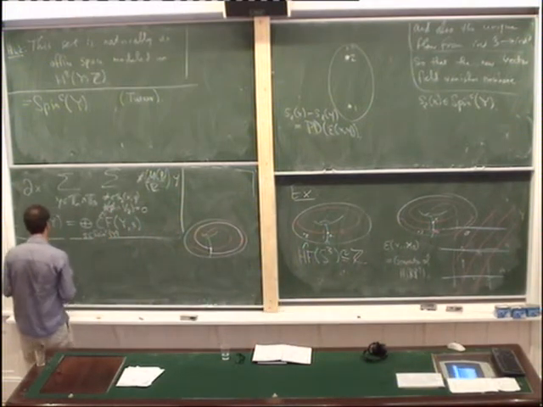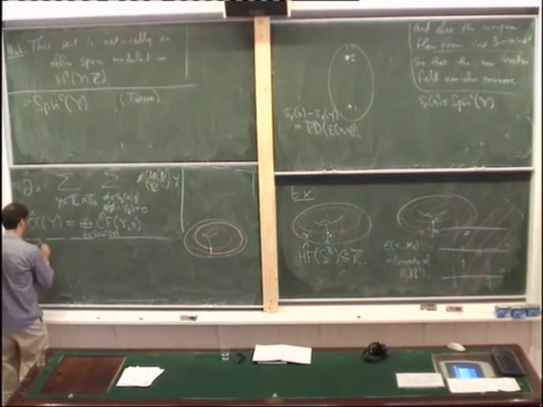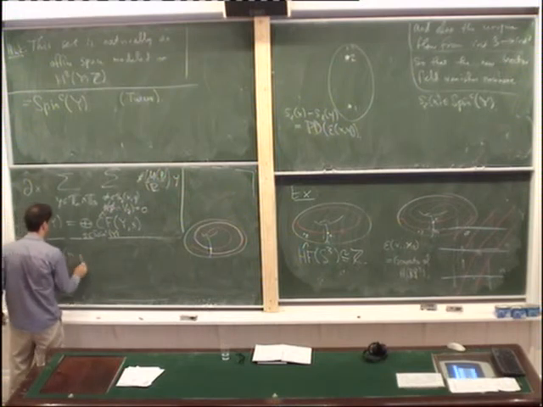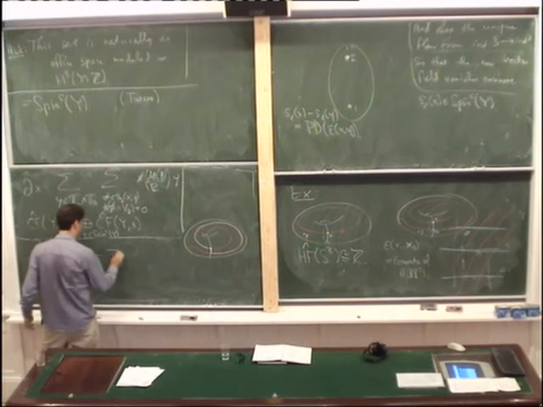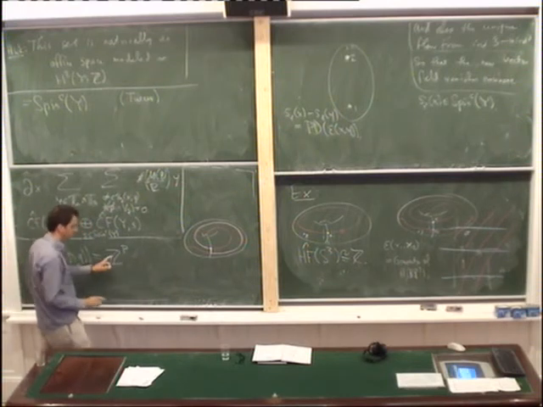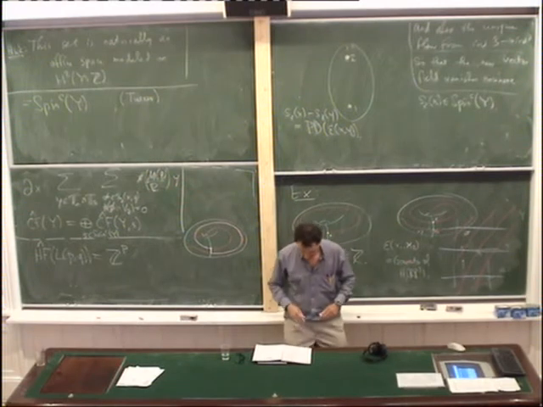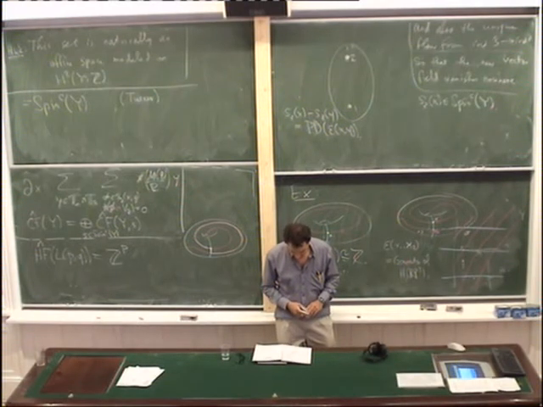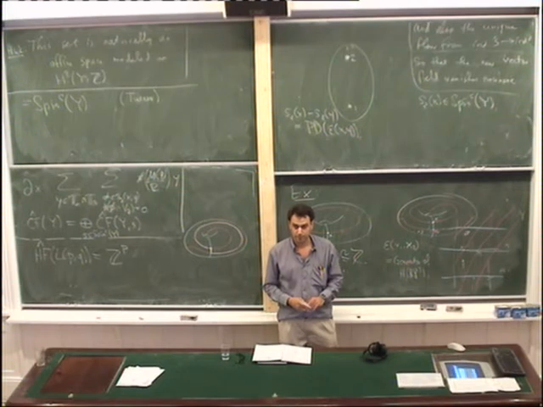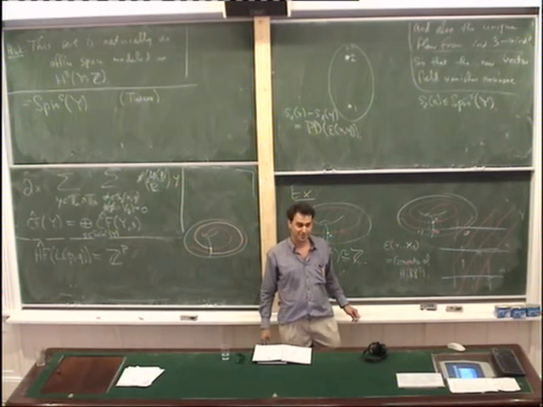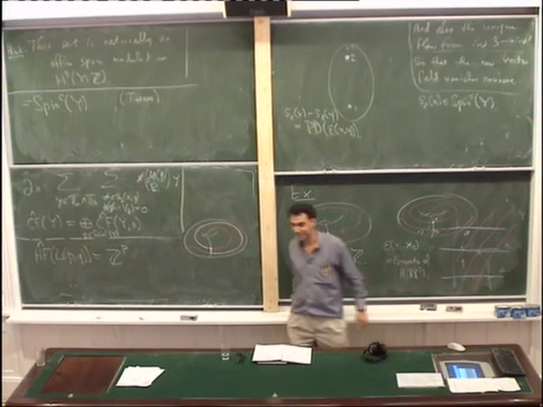So HF hat of the lens space L(p,q) in general is equal to Z to the p, and the different intersection points all live in different homotopy classes. Okay. All right. Well then, I think I've perhaps filled the time slot.